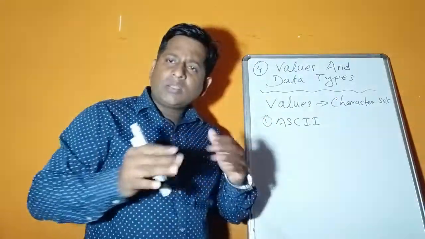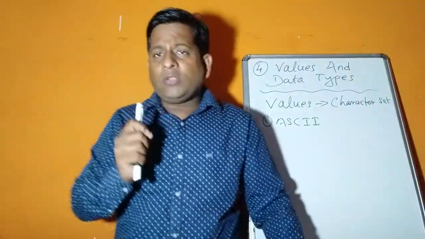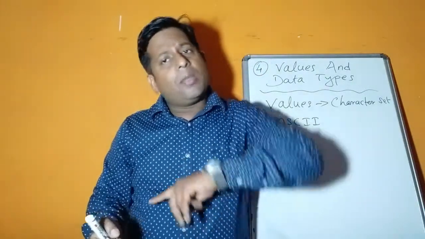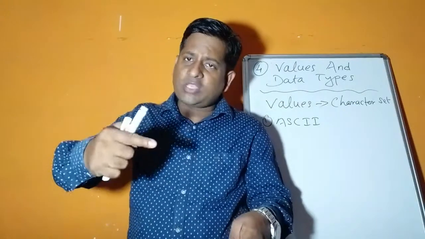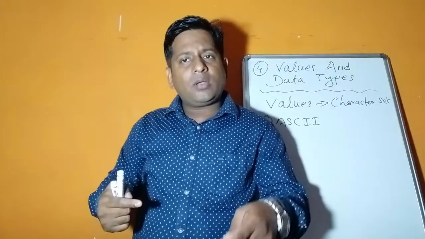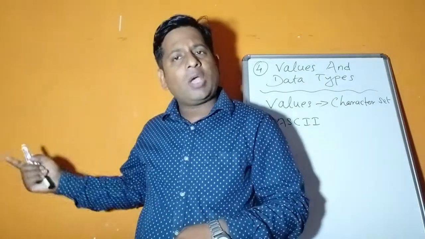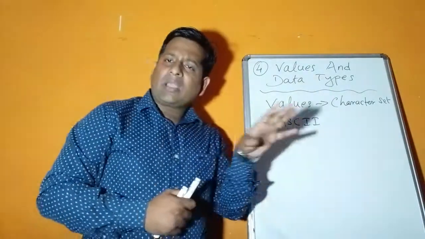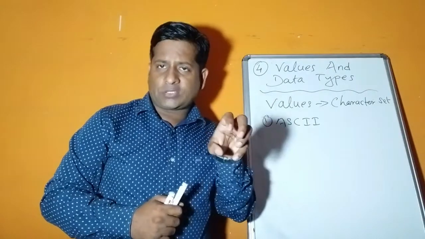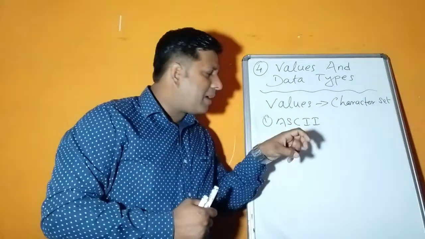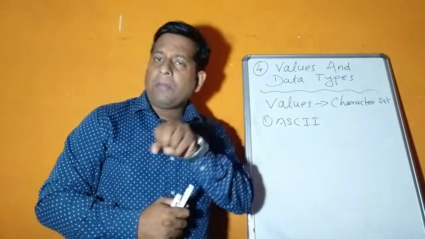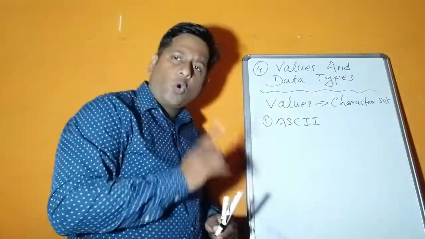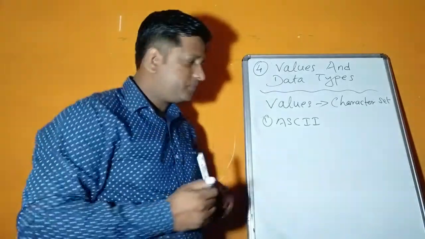So there are certain characters. That means when you type A, capital A, that A should be converted to a number, number to binary, processed, again that binary back to number, then this number to alphabet and displayed on the screen. So there is a character set, meaning each alphabet has its own number. So that is ASCII, American Standard Code for Information Interchange.